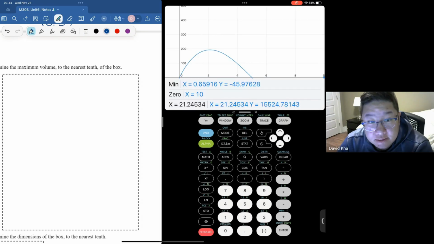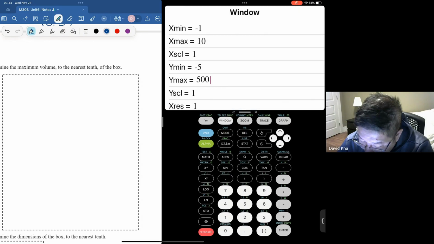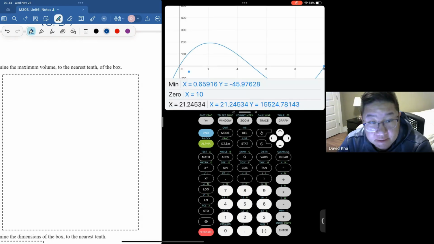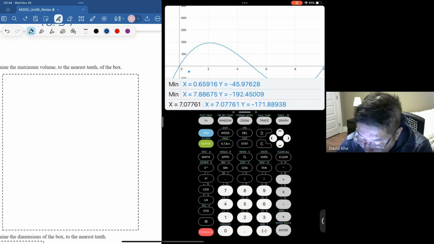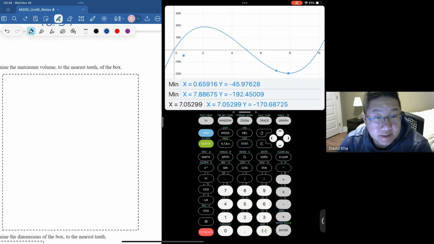And you get this function. Ooh, that -5, maybe I didn't like that so much. Maybe let's go -100. Let's see how that looks. Ah, perfect. Okay, so there's a little graph here.